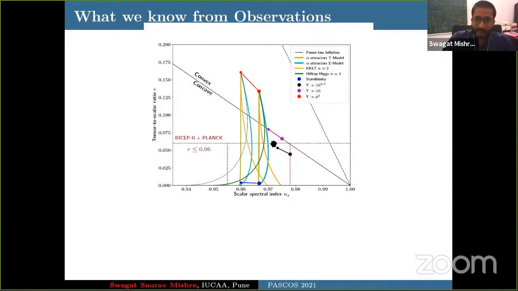So the data somehow stays here. We have an upper bound on r, and we have both upper and lower bounds on n_s. So n_s is measured pretty well. This eliminates a lot of models which are convex, but it still allows for concave and asymptotically flat potentials. One of the potentials which fit very well is Starobinsky inflation, and the other two potentials which fit also very, very well are the alpha attractor T and E models, which I'm going to talk about. So this olive color vertical line, as well as this cyan color bluish line, correspond to the T and E models of alpha attractors, which satisfy the observations.